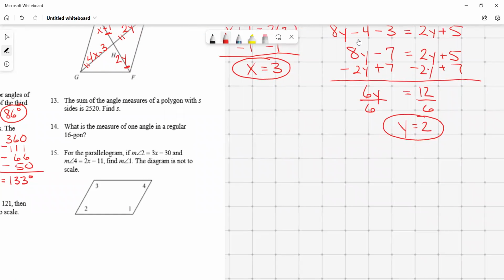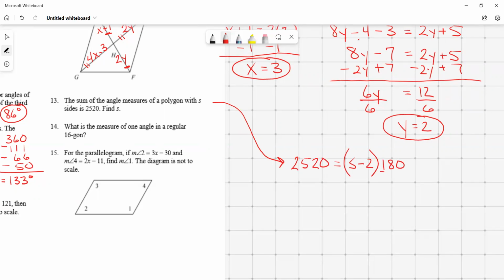All right, number 13, the sum of the angle measures of a polygon with S sides is 2520. Find S. We're going to use that formula: n minus 2 times 180 equals the sum. So we're going to say that 2520 is equal to the number of sides minus 2 times 180.